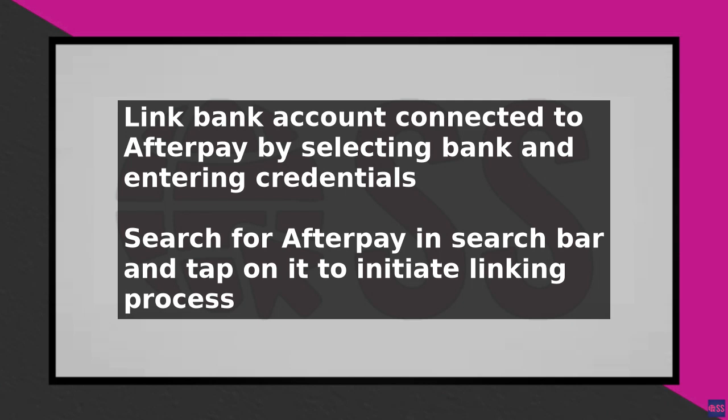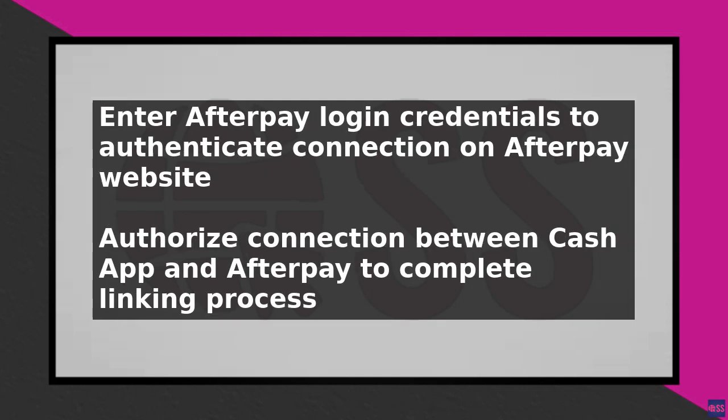After successfully linking Afterpay to Cash App, you can use Afterpay to make purchases and pay bills directly from the Cash App. To use Afterpay, go to the Cash App home screen and select the payment method you want to use. Choose Afterpay as your payment method and follow the prompts to complete the transaction.